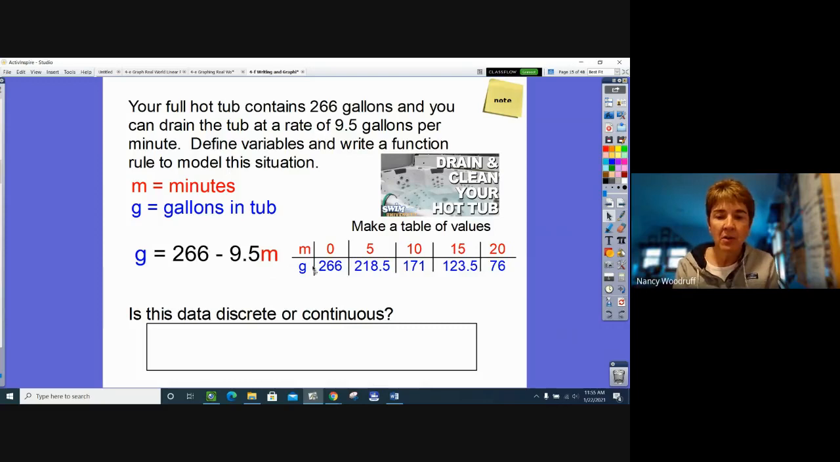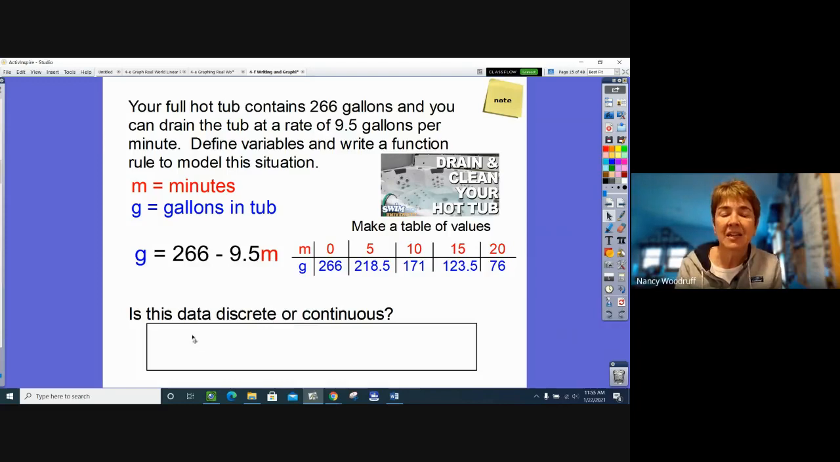So now I go to the calculator, and I take 266 minus 9.5 times 5. It equals, there's 218.5 gallons left in the tub after 5 minutes. Now input 10, 266 minus 9.5 times 10. There's 171 gallons left, and keep going.